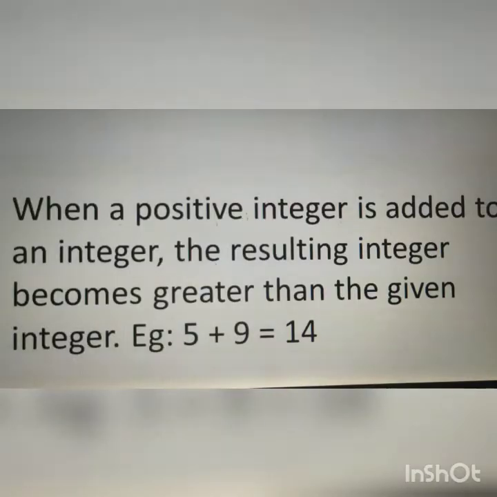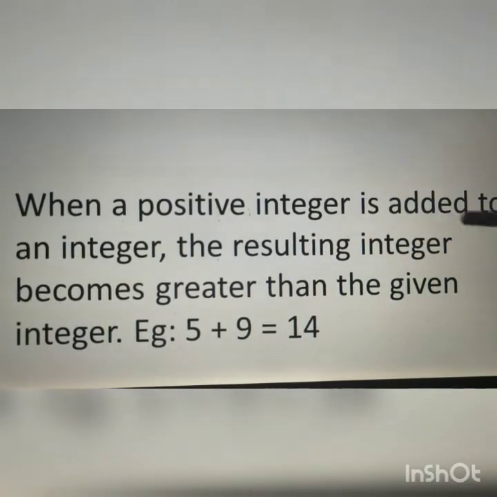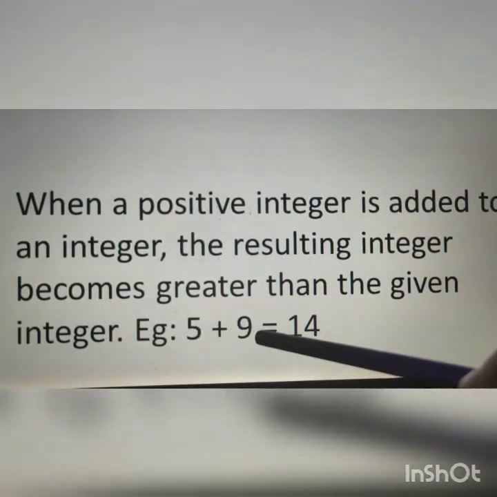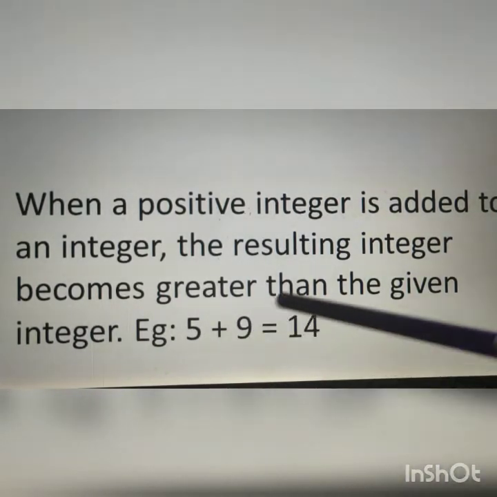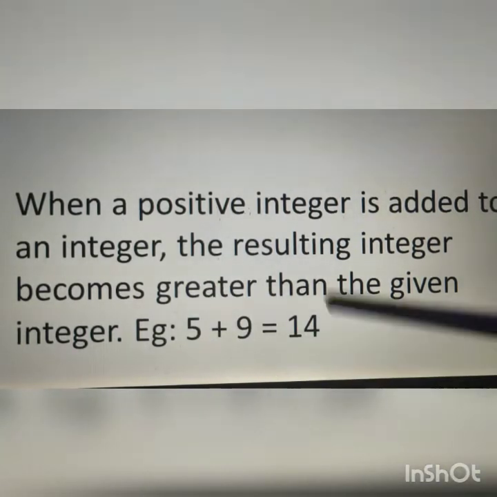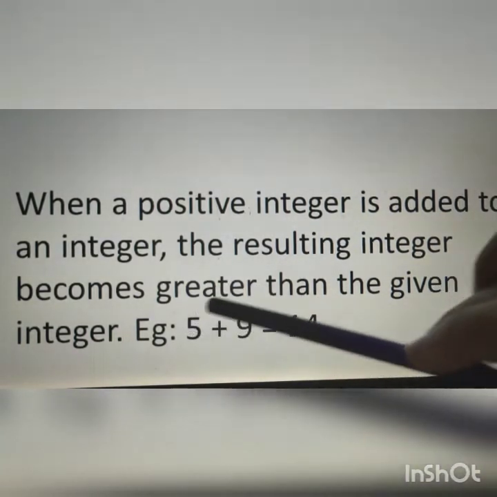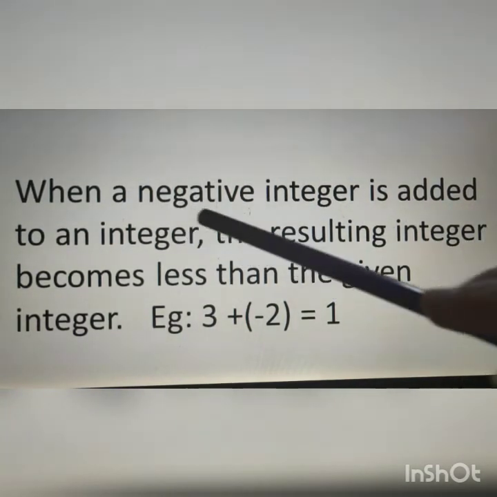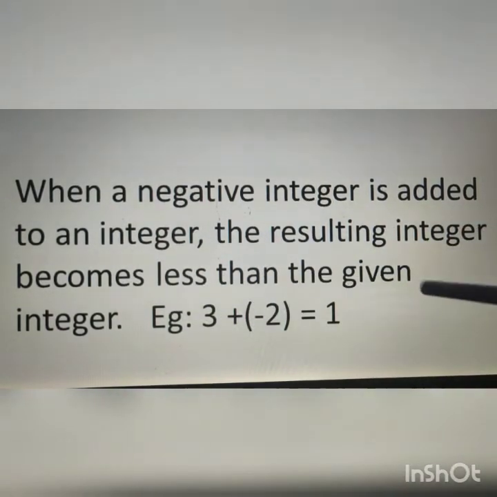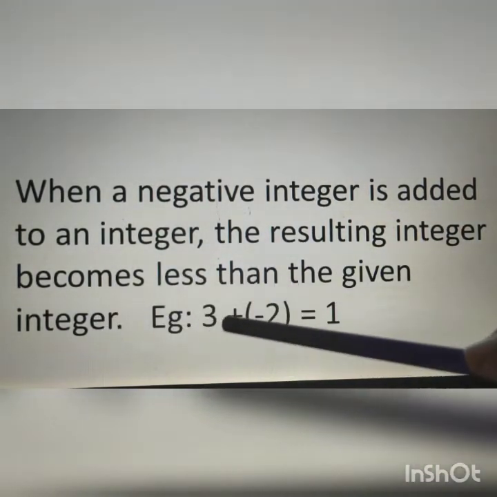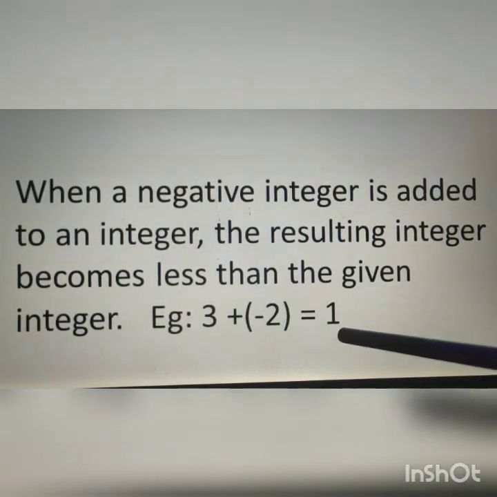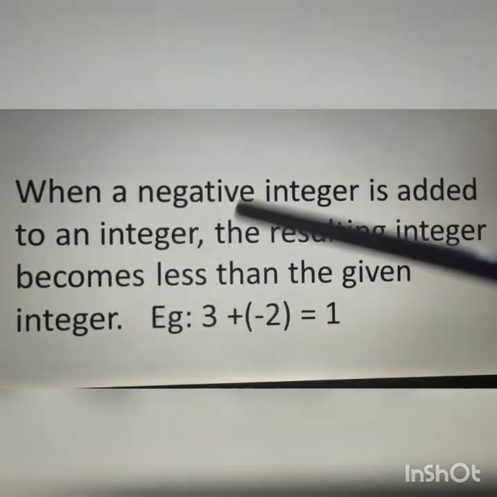From the examples we observed that when a positive integer is added to an integer, the resulting integer becomes greater than the given integer. Example, 5 plus 9. Both are positive integers, so the answer is greater than the given numbers. 14 is greater than 5 and 9. When a negative integer is added to an integer, the resulting integer becomes less than the given integer. Example, 3 plus minus 2. A negative integer is added to 3 and the resulting answer is 1, which is less than the given number.